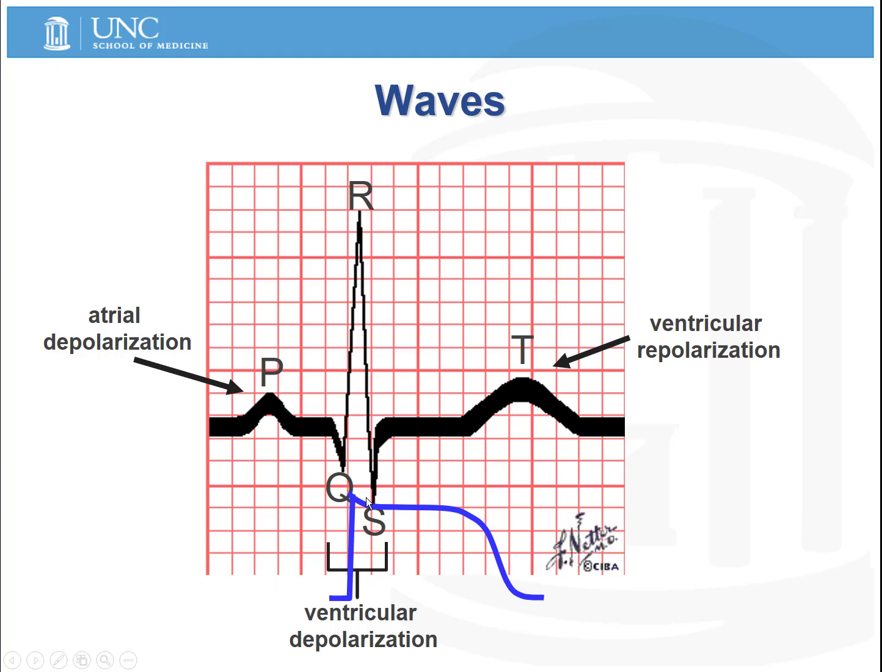The relationship between the QRS complex and the T wave and action potentials in ventricular cells is that the QRS complex corresponds to the phase 0 depolarization of the ventricular action potential. That time in between the QRS complex and the T wave corresponds to that phase 2 plateau phase, and the T wave corresponds to phase 3, or ventricular repolarization.